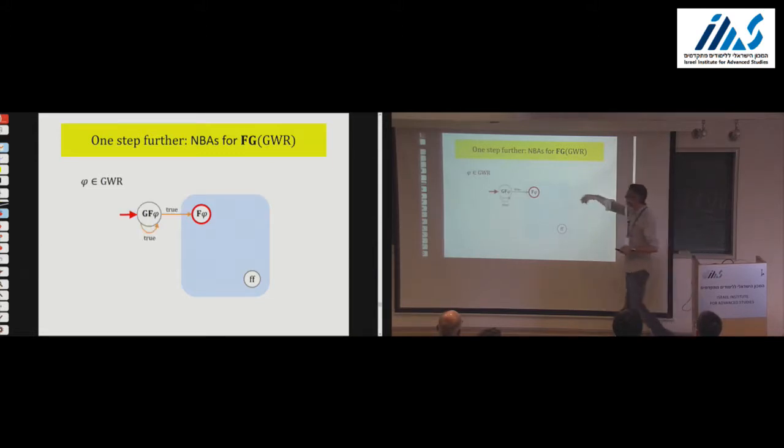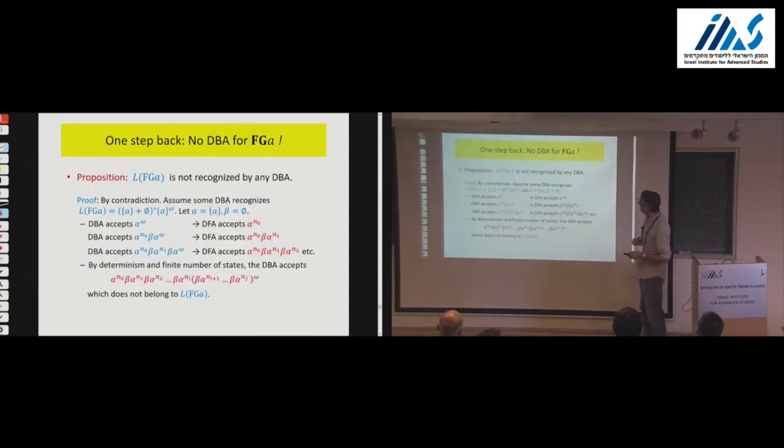So if you want an NBA for it, you can always do it easily, and there is another typo here, sorry. This should be FG. You can do it just like this by putting an FG there. This is going to be the formula FG, and then you stay there until you guess the right moment at which G phi is going to hold. And then the thing that Bernd told you yesterday is that we cannot have a DBA for it. And why not? Because we cannot have a DBA even for this simple formula FGA.